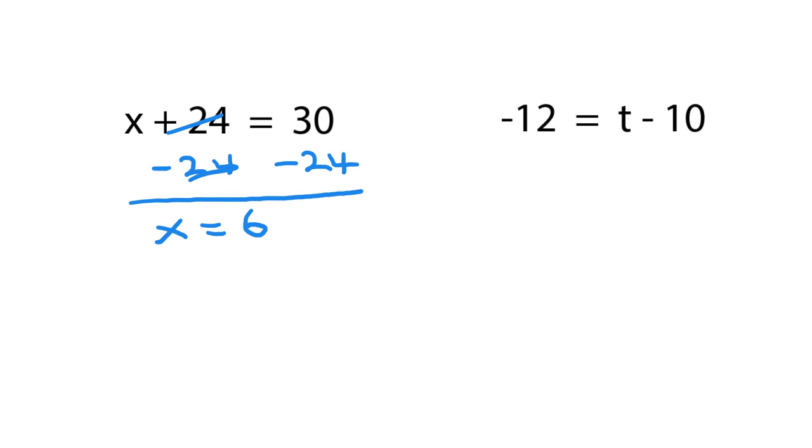For the other question, I'm going to start on this side. The opposite of subtracting 10 is adding 10. And if I subtract 10 on this side, so those cancel each other out, I'm going to have to add 10 on this side. I can rewrite this. I'm just going to put the variable first. t equals, and negative 12 plus 10 makes negative 2.